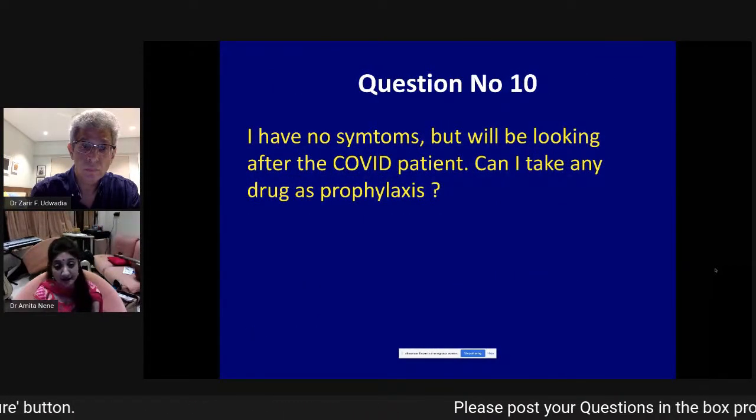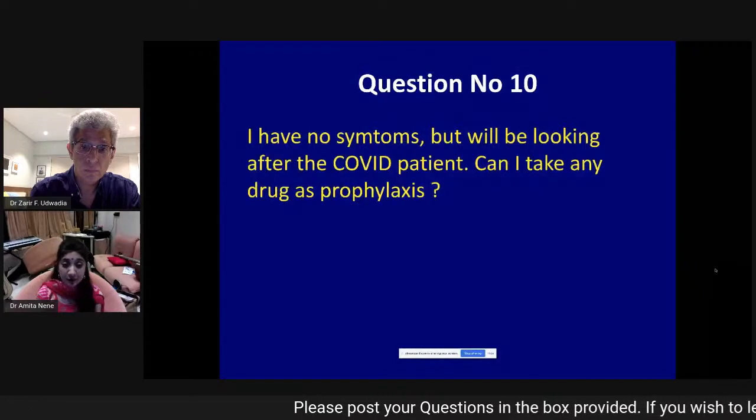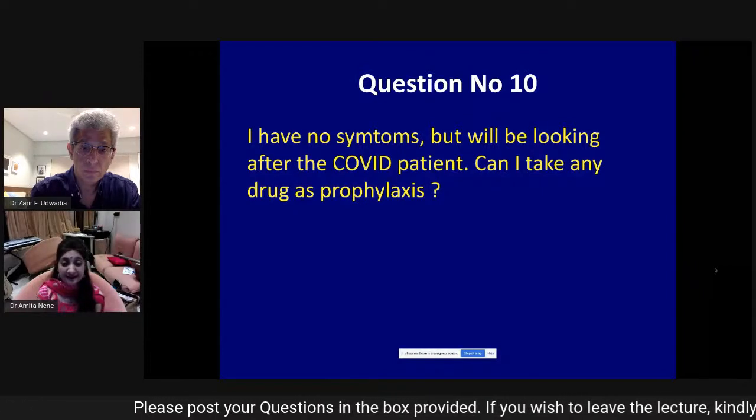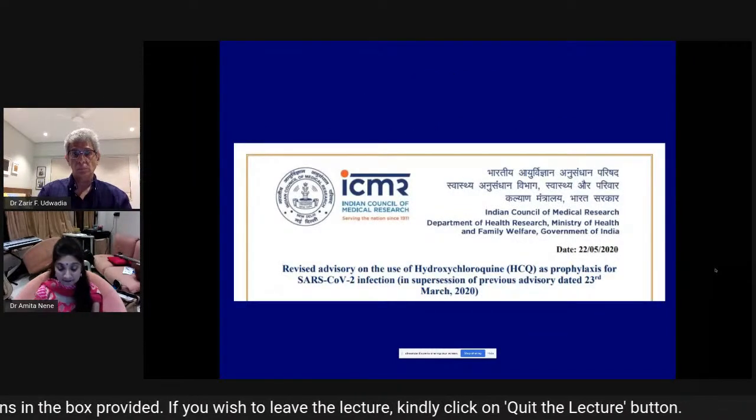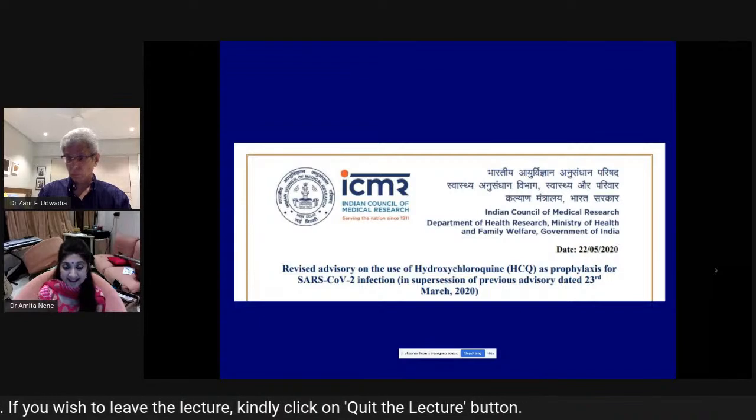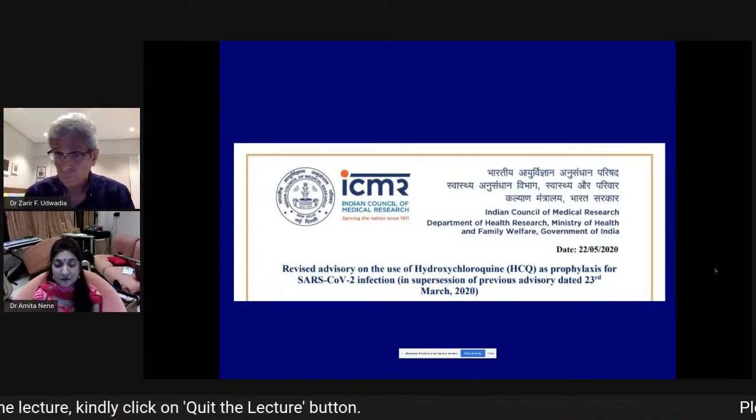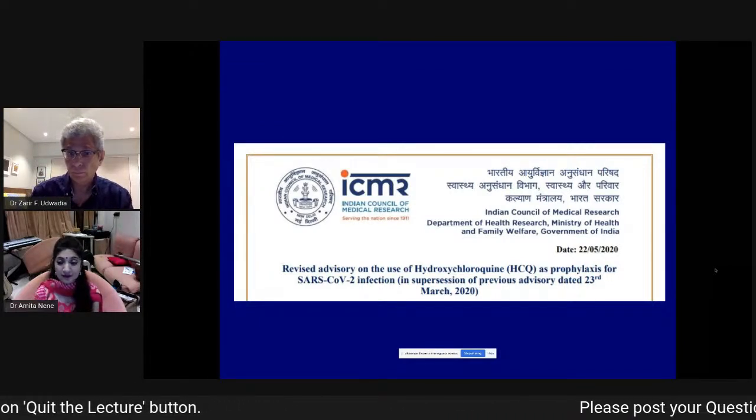These are the instructions we want to give to a breastfeeding mother. A patient caretaker may ask, I have no symptoms but will be looking after a COVID patient. Can I take any drugs as prophylaxis? And over here opens up the Pandora's box of a lot of controversies. So these are what the recommendations are. Everybody is allowed to pick and choose what they would like to do.